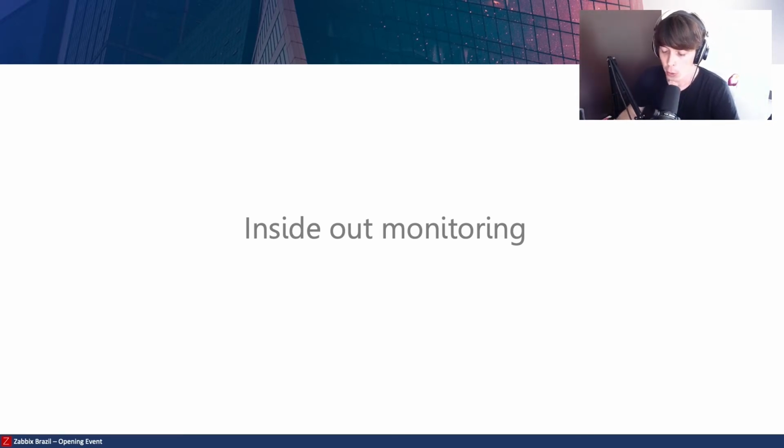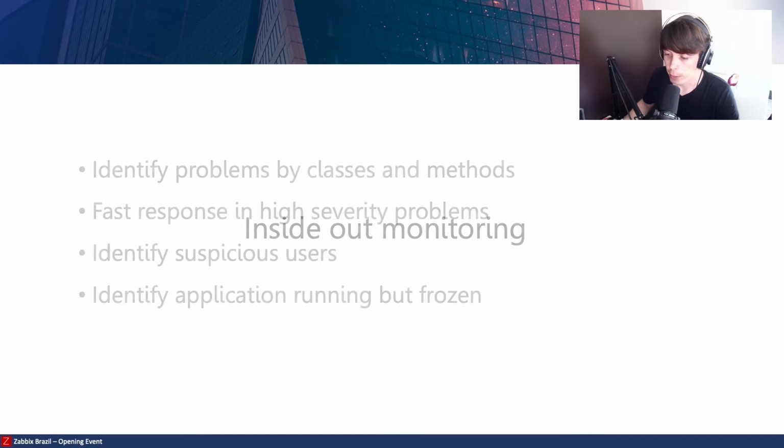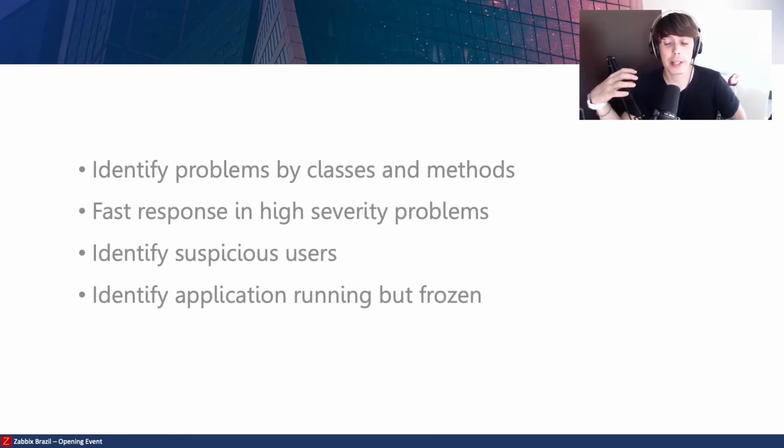So when this happens, and when the sysadmins realize that they don't have all the metrics, they start to think about inside-out monitoring. What is inside-out monitoring? It's when we can monitor our application from inside, using the metrics, the classes and methods, and sending this information to another platform, whatever.